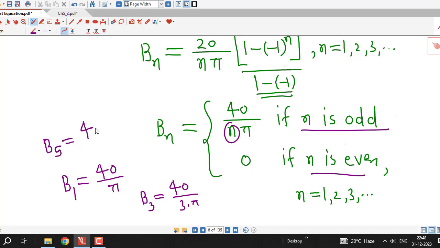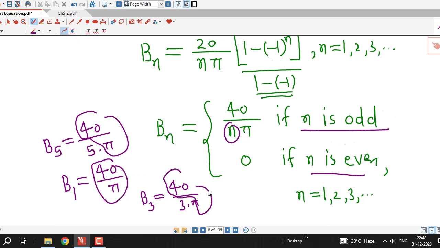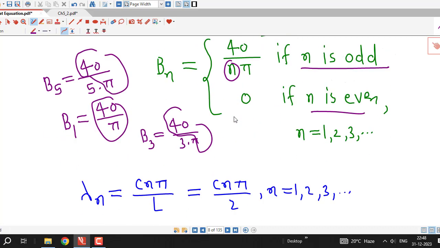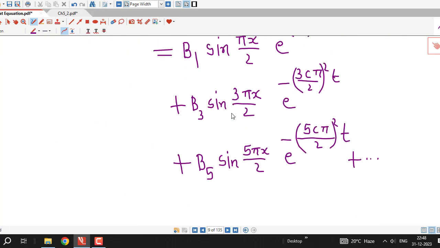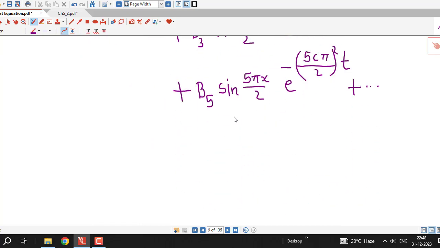B5 will be 40 divided by 5 into pi. So in every constant Bn, we can see that 40 over pi is common, and what is different is this 1 by n. So I can directly write 40 over pi by taking common.